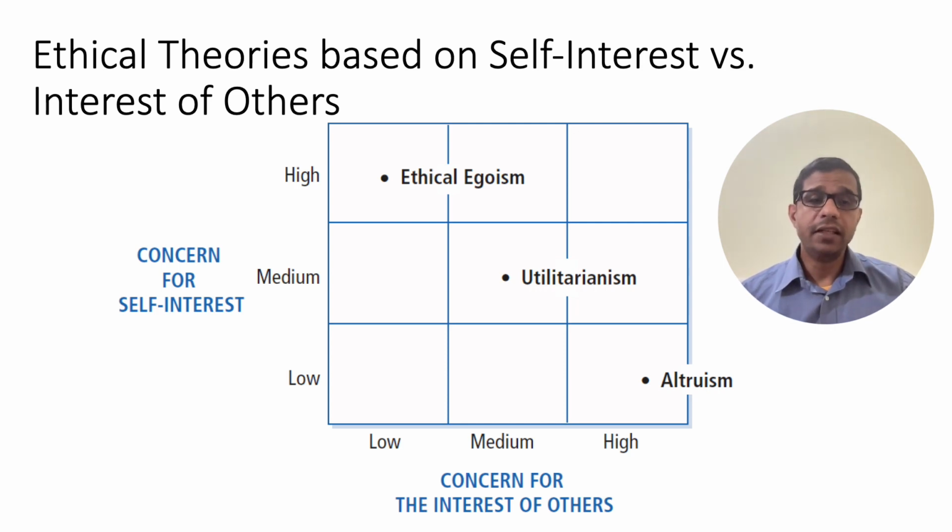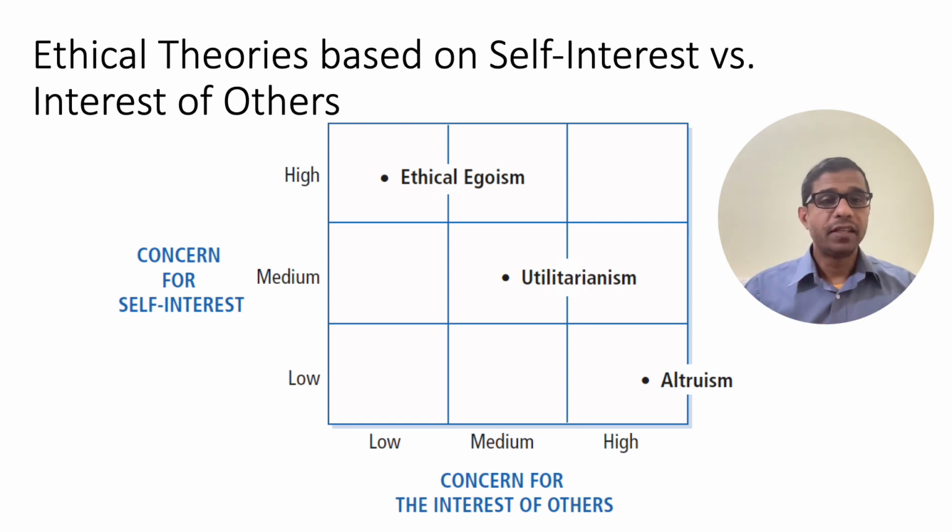So with that in mind, we then have these three different theories of ethics. Ethical egoism says that if the consequence of your action benefits me, benefits the self, then it is ethical.